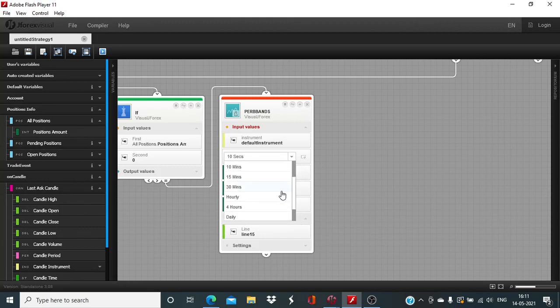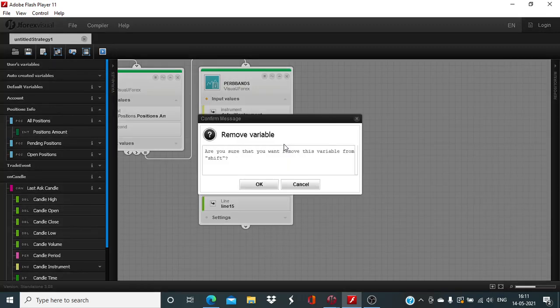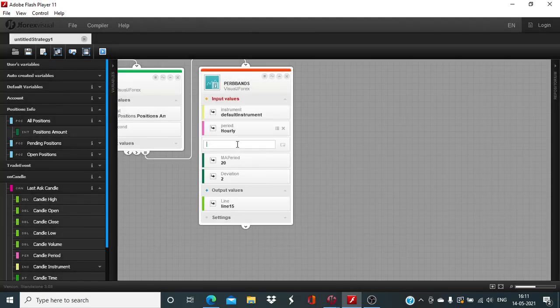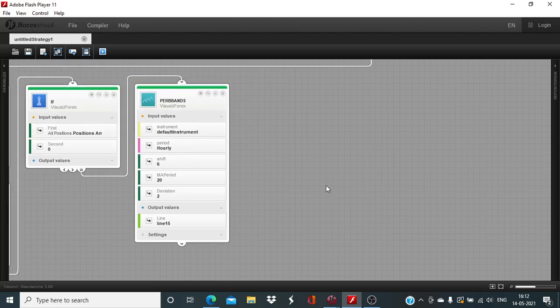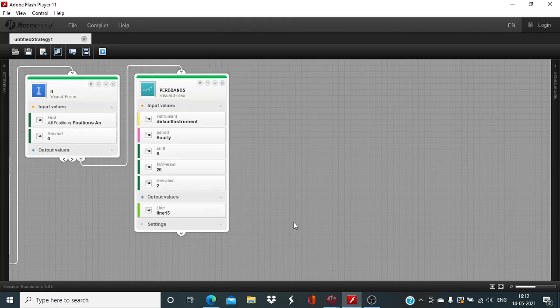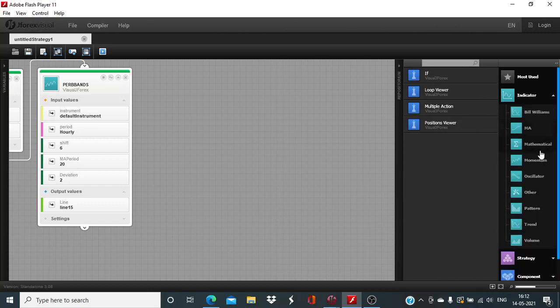This is going to be hourly. Fifth 6, and moving average period and deviation will remain as per the default setup, 20 and 2 respectively. And after that, we will be shifting our attention to the lower time frame, and there I will need to bring in 2% Bollinger Bands.